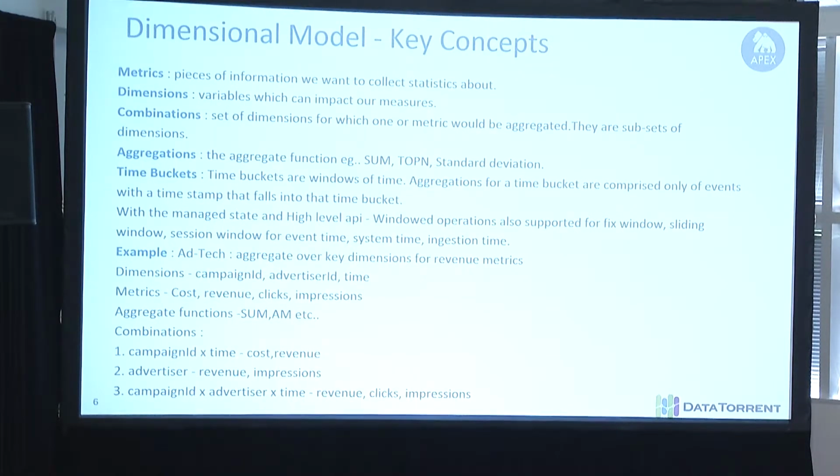The aggregation functions in this particular case could be some arithmetic mean, etc. Combinations are, again, campaign cross time, advertiser, and then the corresponding metrics could be revenue and impression, or you could do the full thing of campaign, ad, time, with revenue, clicks, impressions.